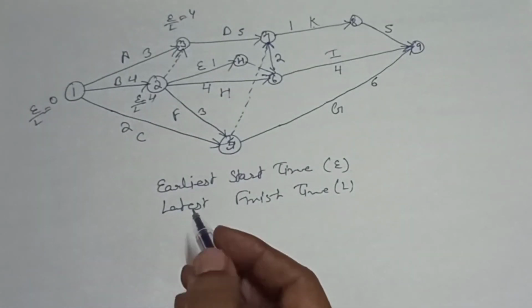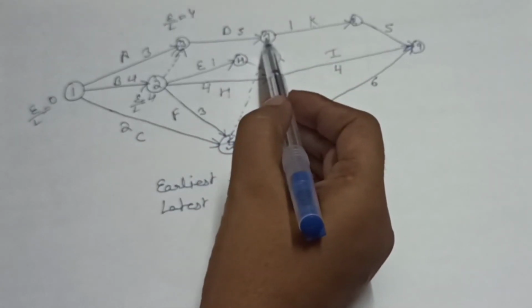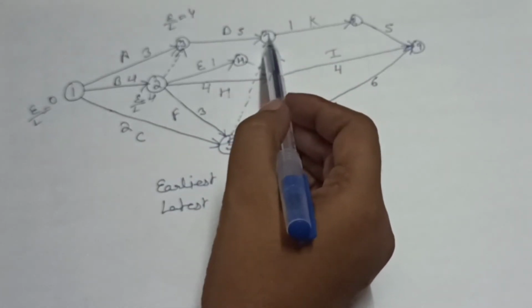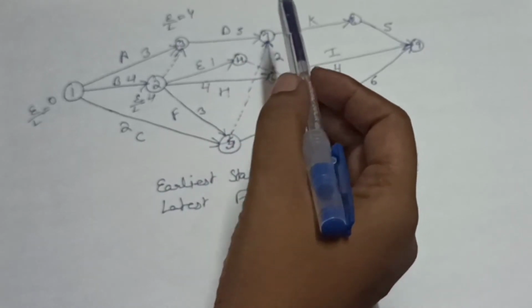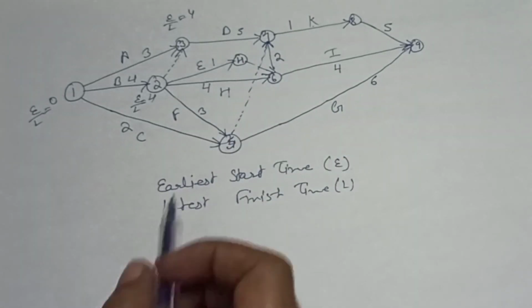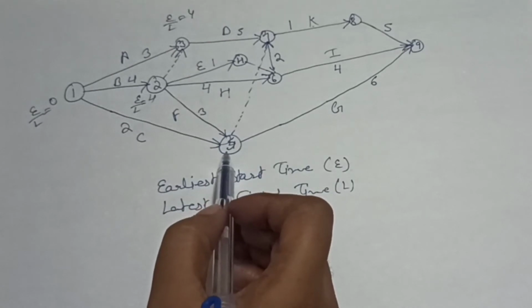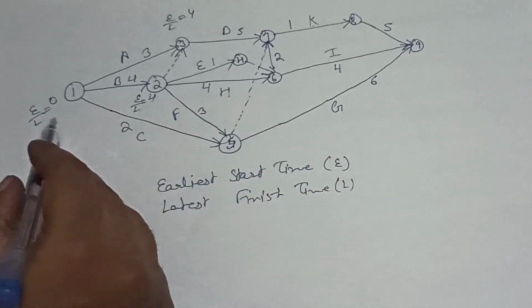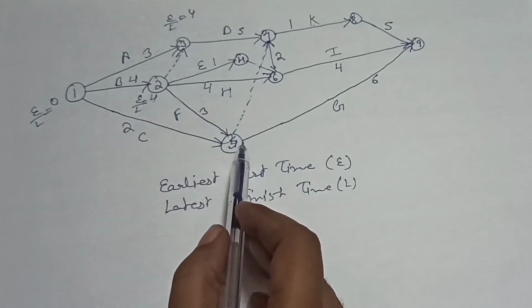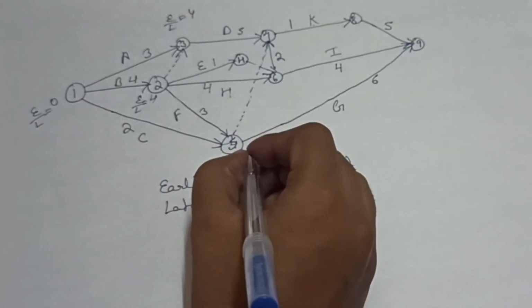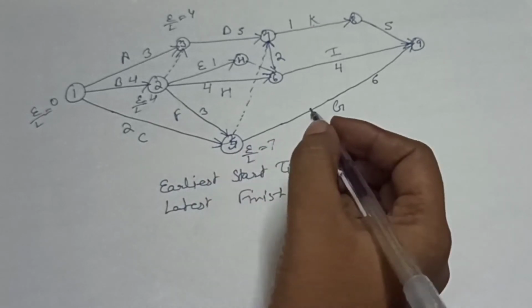Now we will calculate E for this node. As we can say, here we have two activities, so we can't calculate E for this node. So we will calculate E for this node. So here we can say 0 plus 2 is equal to 2, 4 plus 3 is equal to 7. So 7 is the maximum, so we will write here 7.